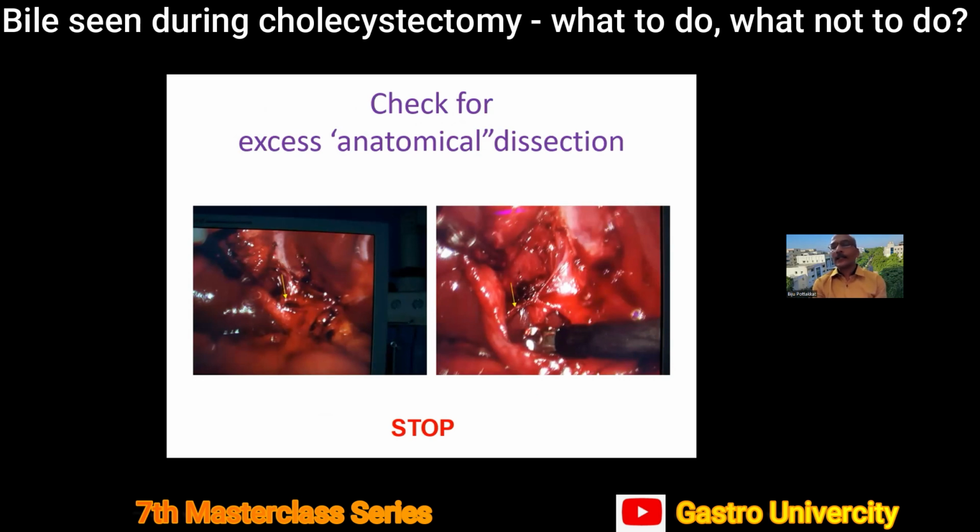So if we already did an excess dissection and we see bile on the table, what we have to assume is there is a very high chance of bile duct injury in this patient, just because of the fact that we have done an excess, unnecessary, proper anatomical dissection delineating the arteries and ducts. So this has to be avoided. And if you see this sort of picture on the table and a bile leak, you should have a very high suspicion of bile duct injury.